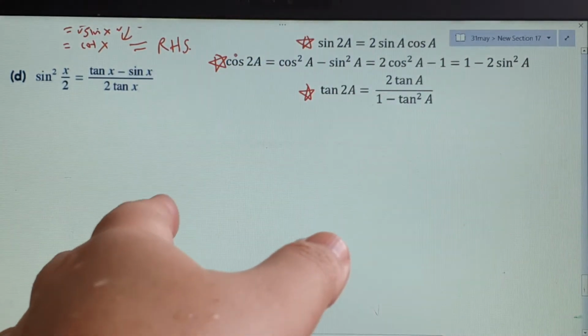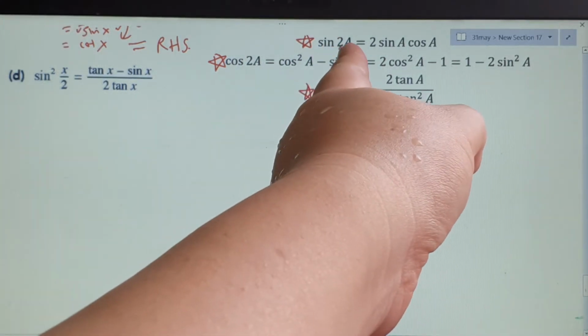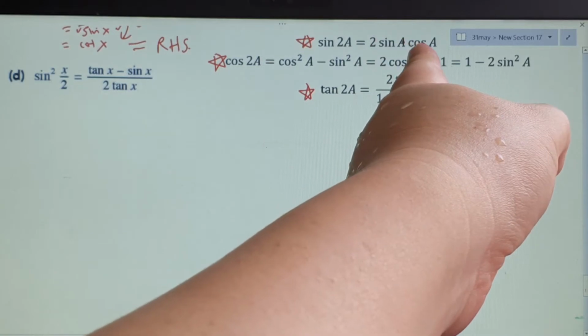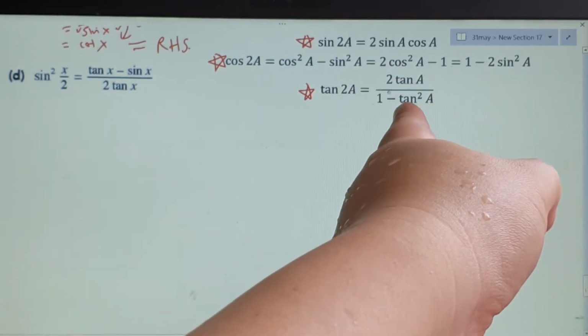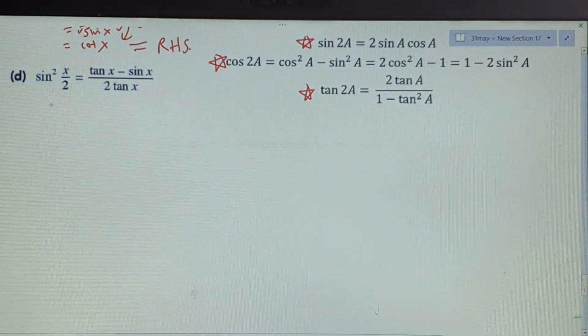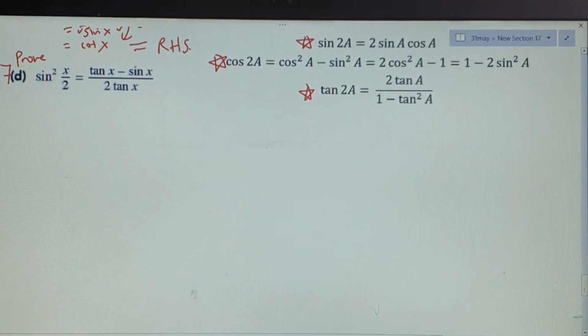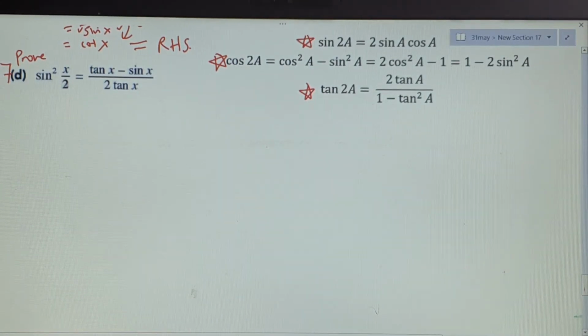Okay, and the reason why we call it double angle is that this angle here on the right is double that of the angle here. Alright, similarly for all the rest. Okay, so you're supposed to, for question 7D in your textbook, prove that this is equals to this. Okay, now let us see how we can do it.